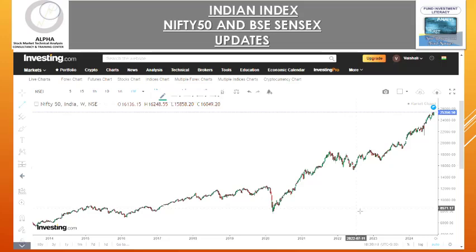Motive waves are basically five in total, and corrective waves are three in total. Motive waves show the trend of that particular stock or index, and corrective waves show a small correction that happened while going up. When I say correction, if there is an uptrend, you're looking at a small corrective downtrend. Like look at this one right here.